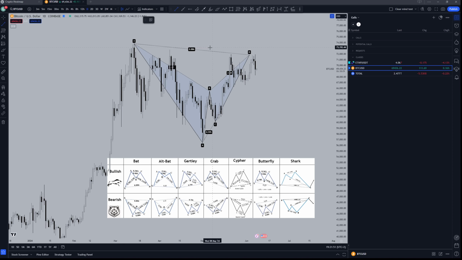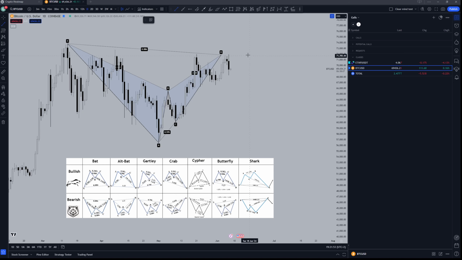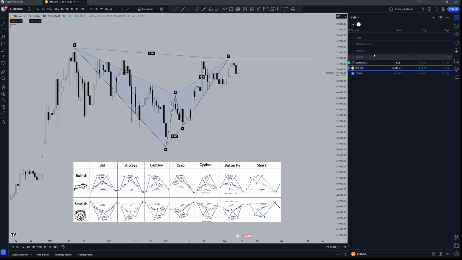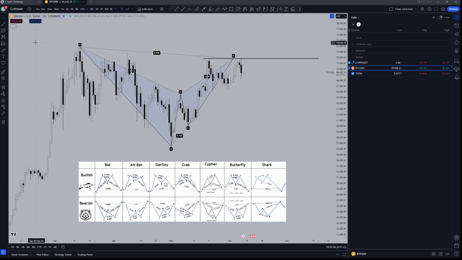So now, even if we wouldn't have been able to see this, we know that this 0.886 is going to be a very likely area of reversal. Because as I showcased before in the EFI chart, we now have a ton of fib levels that align on exactly this point.